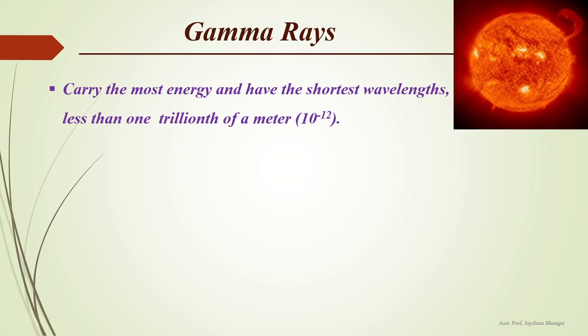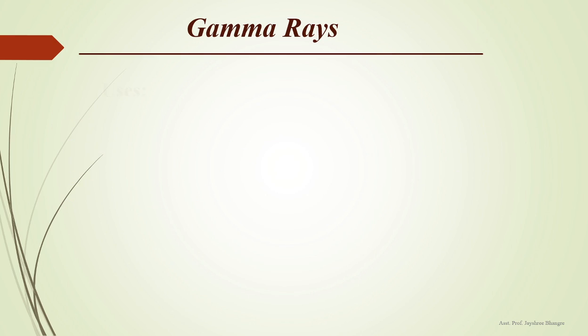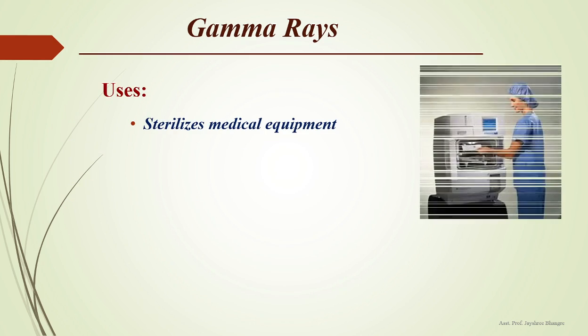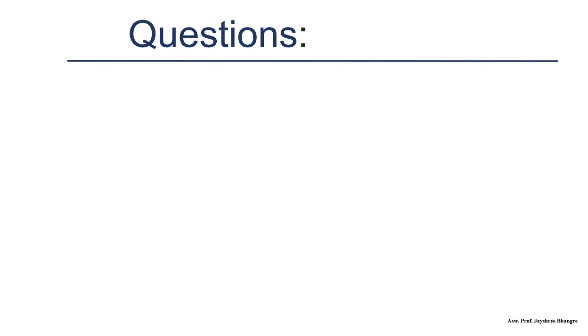Then gamma rays. They carry the most energy and have the shortest wavelengths, less than 1 trillionth of a meter. Gamma rays are released by nuclear reactions in nuclear power plants, by nuclear bombs, and by naturally occurring elements on Earth. The uses are sterilizing medical equipment and cancer treatment to kill cancer cells.